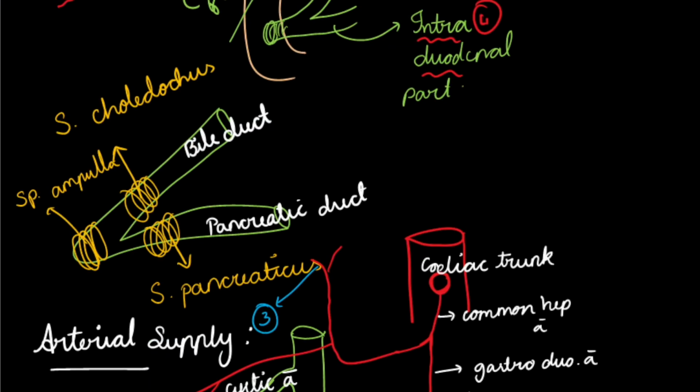So here you can see special sphincters. In the end of bile duct we will be having the sphincter choledochus, and in case of pancreatic duct we will be having the sphincter pancreaticus. Both get joined to form the hepatopancreatic ampulla. There we can see the sphincter of the ampulla.